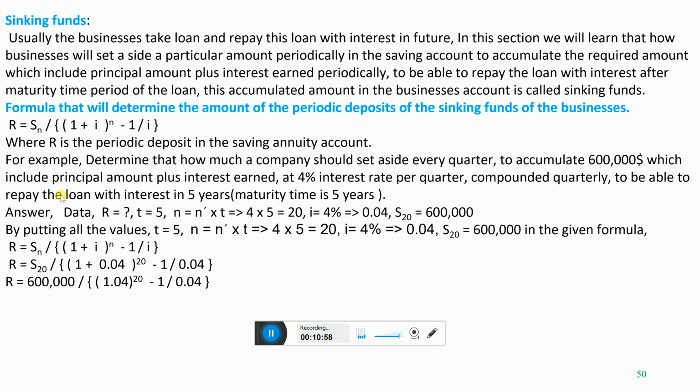I again say: determine how much a company should set aside every quarter.